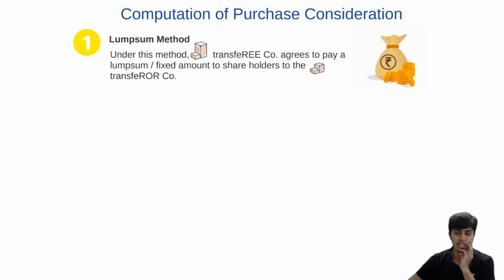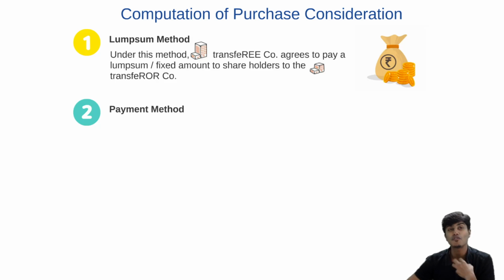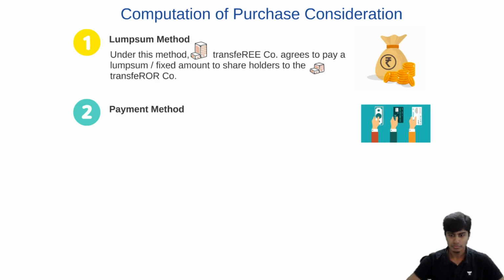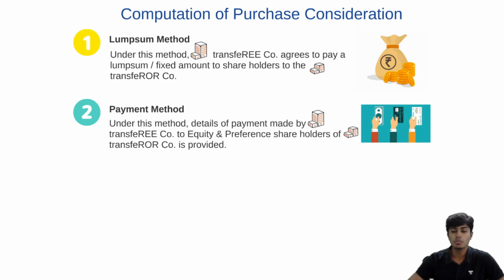And next we have the payment method, where the details of the forms of distribution of this PC by the transferee to the transferor will be given to us. If you take the sum total of all of this, we will arrive at exactly how much the PC is that is given by the transferee to the transferor. Done. So various forms of payment, equity shares, preference shares, debentures, cash, bank, everything will be given to us.